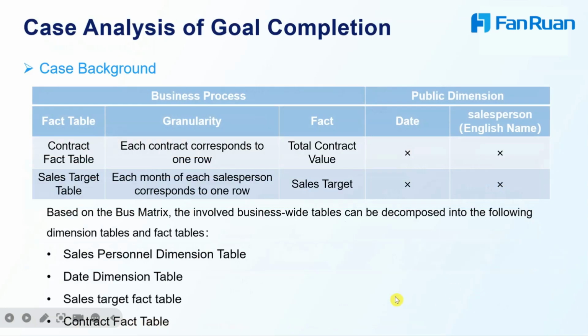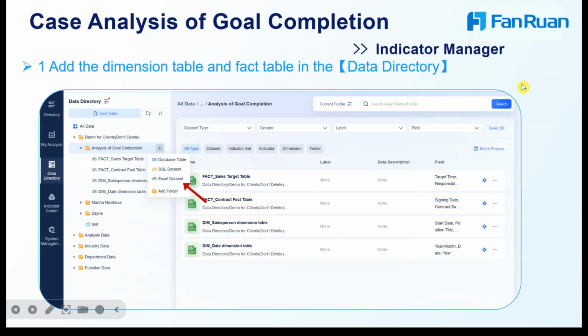Based on this established bus matrix, we can structure the business-wide table into the following dimension and fact tables. These include a sales personnel dimension table, a date dimension table, a sales target fact table, and a contract fact table. Next, we need to proceed with data analysis in the Indicator Center. First, the Indicator Manager must add the aforementioned dimension and fact tables to the data directory.